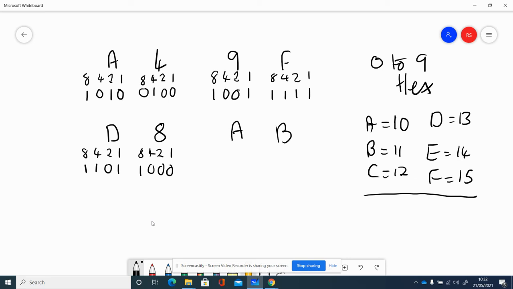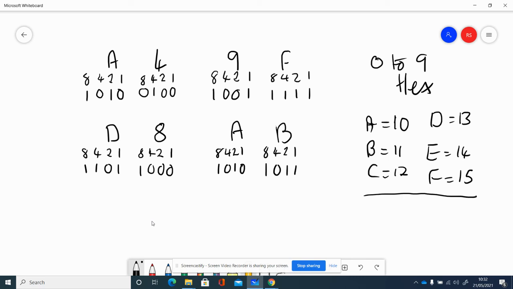1000. So then I've got A and B. So I'm going to do exactly the same. B, if I look up, is 11. And that looks like that. An 8 and a 2 and a 1. And A is 10. And so that's an 8 and a 2. So 1010 1011 is the actual answer to that. So hopefully you got all those correct.